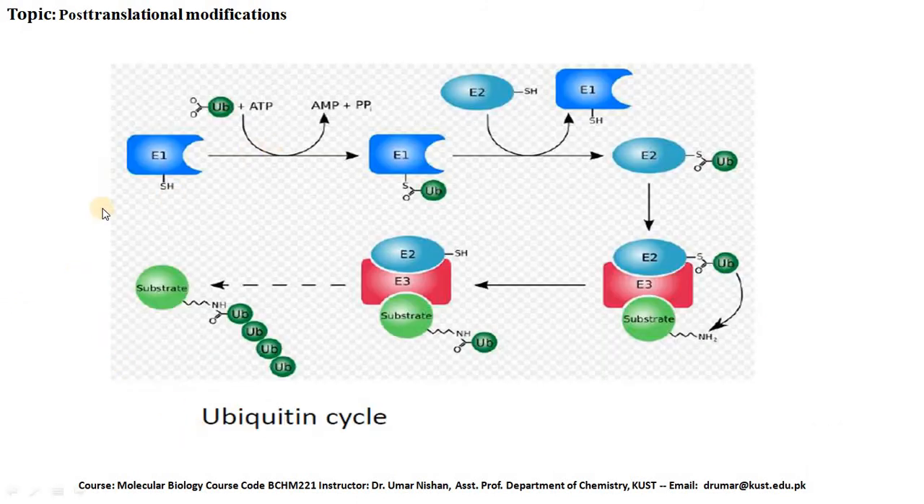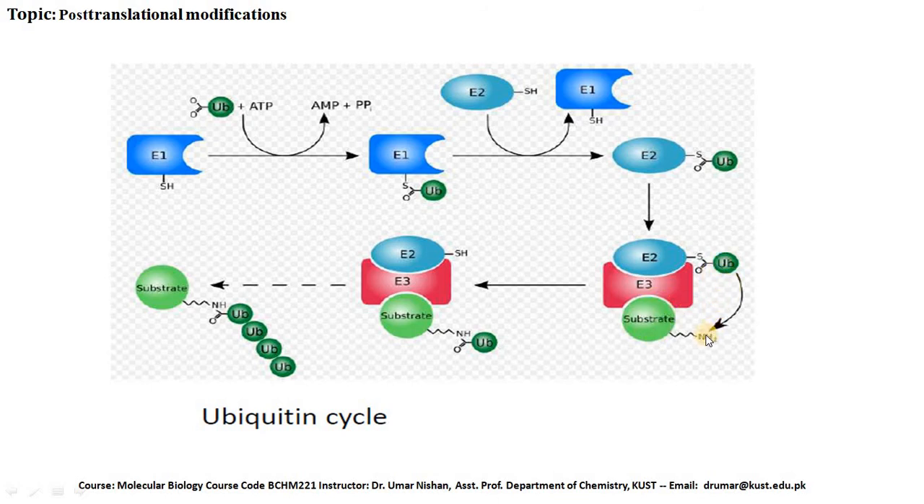You see here the ubiquitin, with the help of ATP, AMP plus PPi goes out. The ubiquitin attaches here in another cycle. E2-SH and E1-SH go out. E2 attaches here. Now in the next step, this is the substrate.